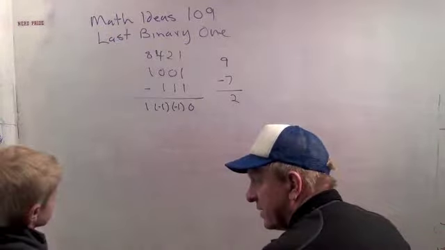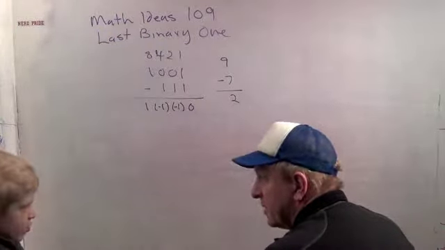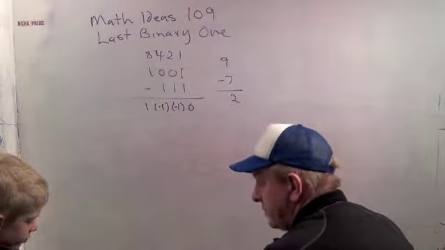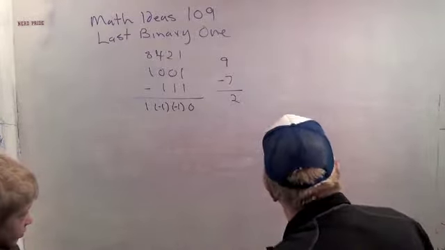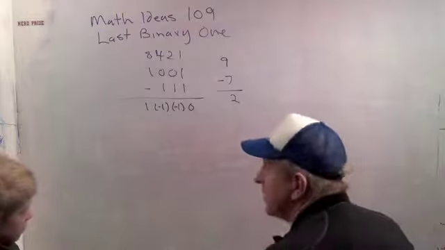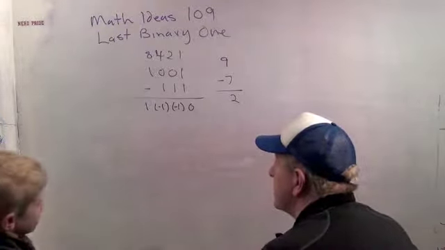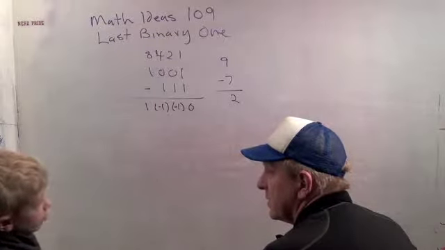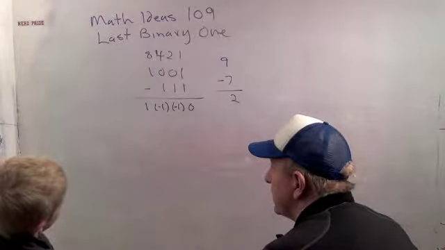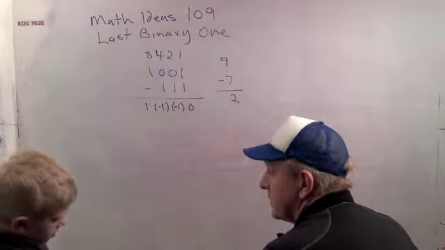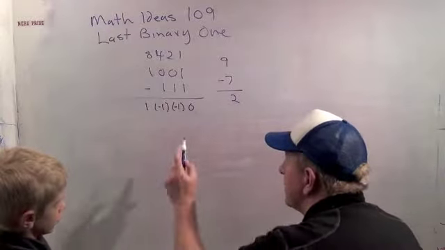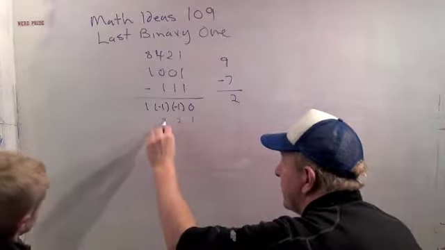So we have to figure out how to fix this. And do you remember how we fix it when we have minuses? We do the reverse process we did for adding. And what is that process? Well, we take one of those 4s. Well, we got 1, 2, 4, 8.